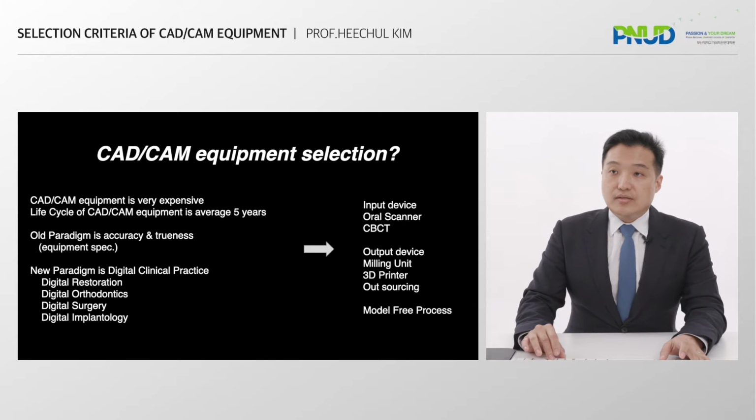You can basically divide the chairside dental CAD/CAM equipment into two different types. The first necessity would be an intraoral scanner and CBCT in order to import the data in any modelless dental practice. The second is a milling machine and a 3D printer to export the data.